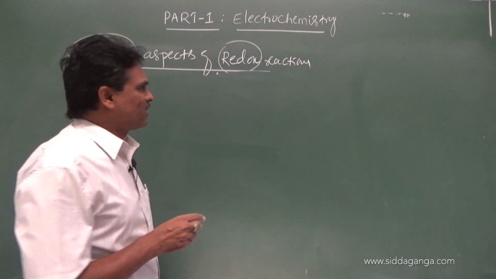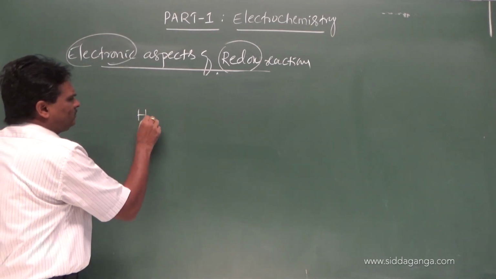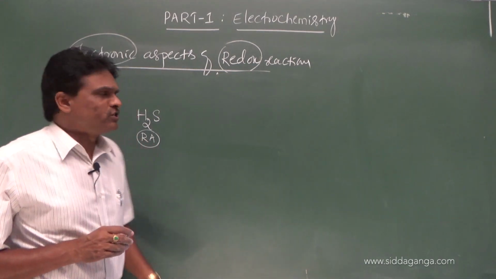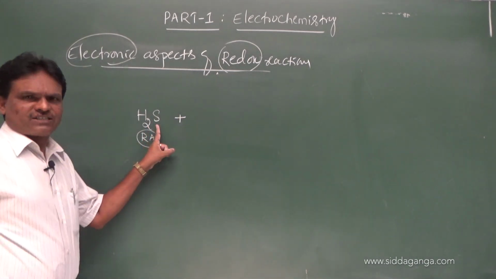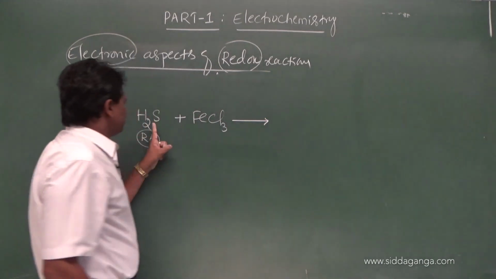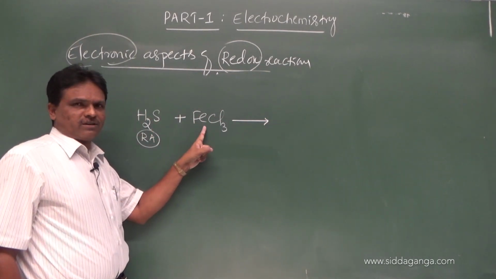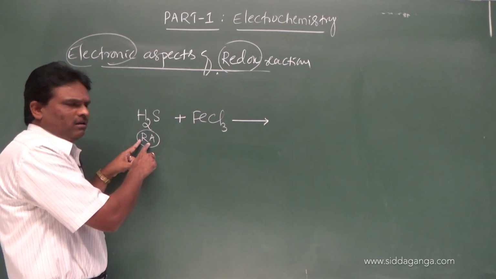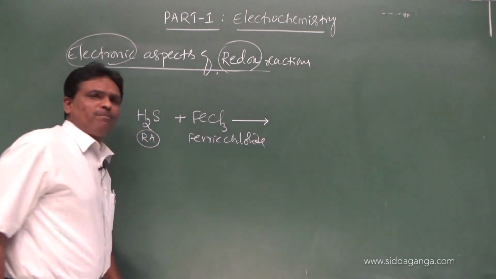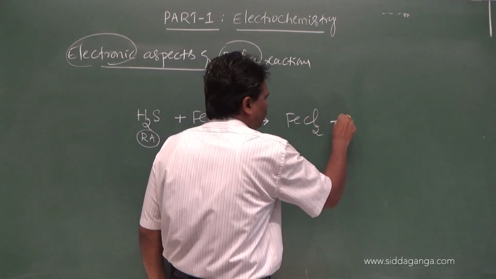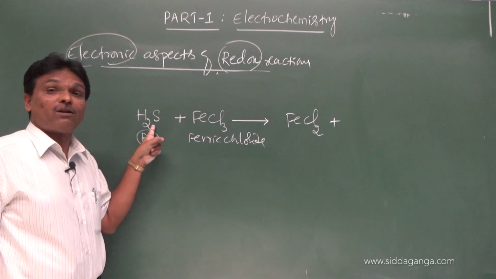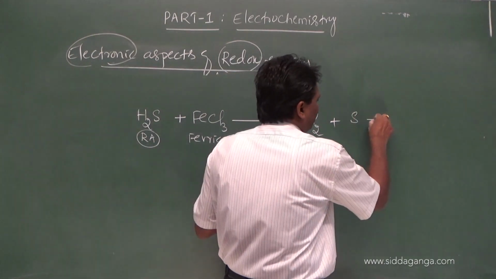are called redox reactions. For example, hydrogen sulfide, H2S, is a good reducing agent, which undergoes oxidation. Ferric chloride, FeCl3, undergoes reduction. So hydrogen sulfide, a good reducing agent, reduces ferric chloride to ferrous chloride, FeCl2, and hydrogen sulfide itself undergoes oxidation to form sulfur along with HCl.